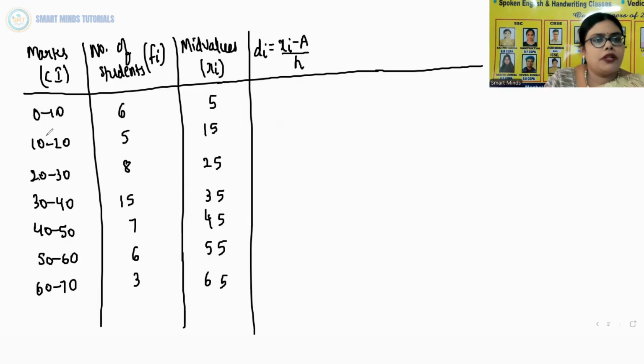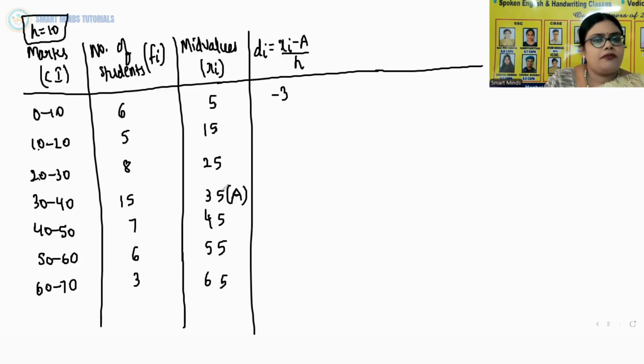Now here 0 to 10, 10 to 20, in each class interval you have 10 numbers. So h is equal to 10. H means class size. Now from this xi, we will take the middlemost as a. So 35 we will take it as a. A is assumed mean. Now to find out di, we need to do xi minus a first. So xi is 5. 5 minus 35 is minus 30. Minus 30 divided by 10 is minus 3.